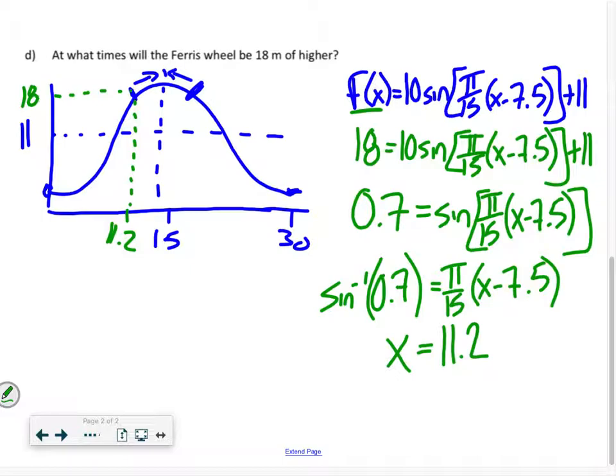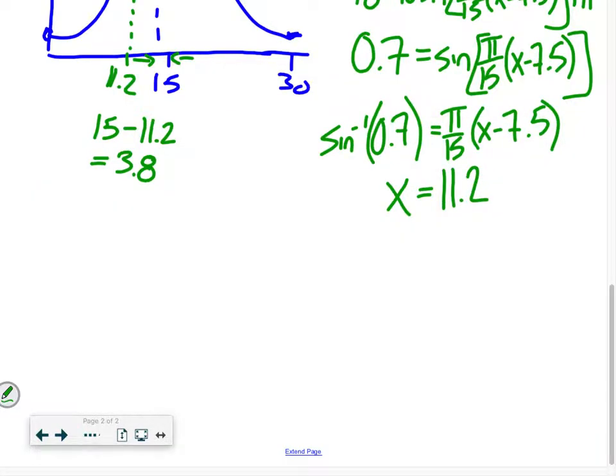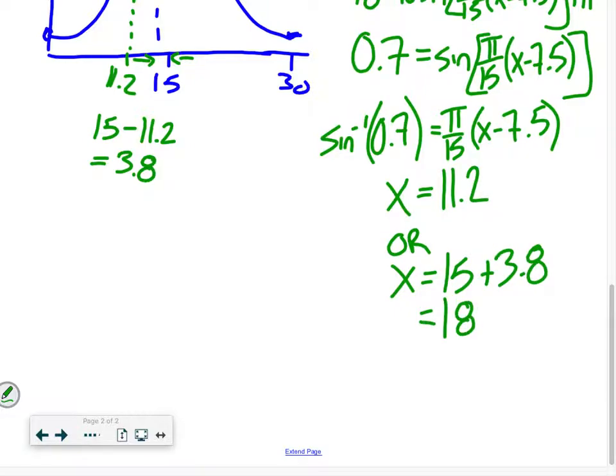But what I need to realize is that this distance is the same as this distance. So 15 minus 11.2 would be 3.8. So my other value is going to be 15 plus 3.8. So x equals 15 plus 3.8, which is 18.8.